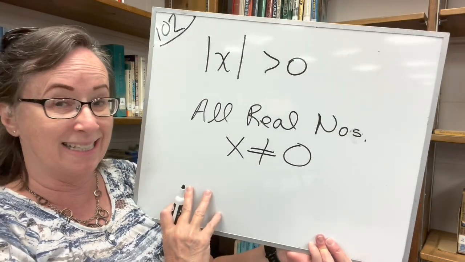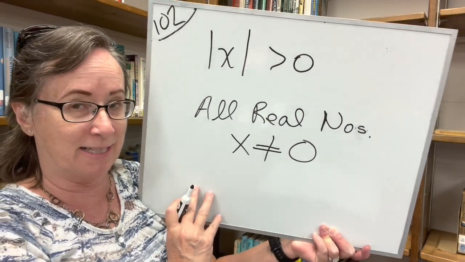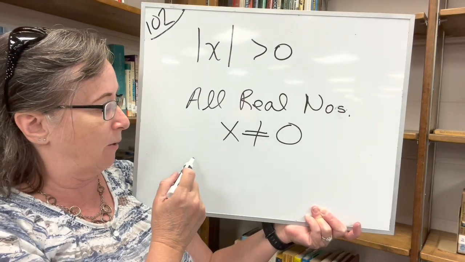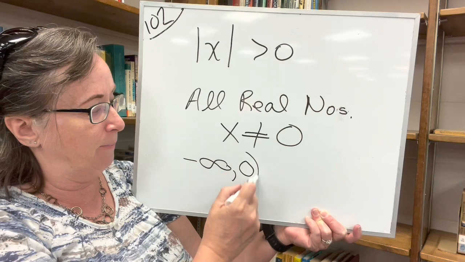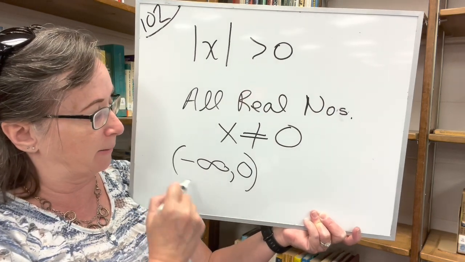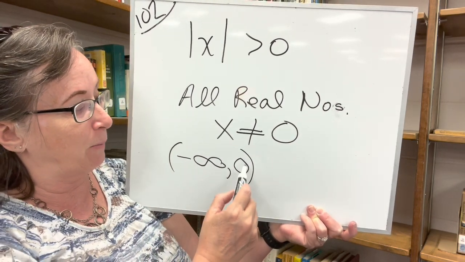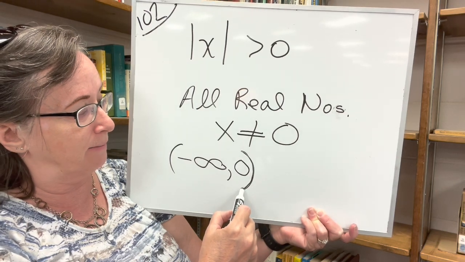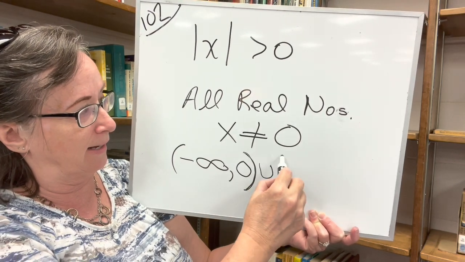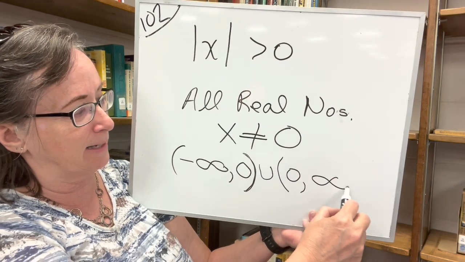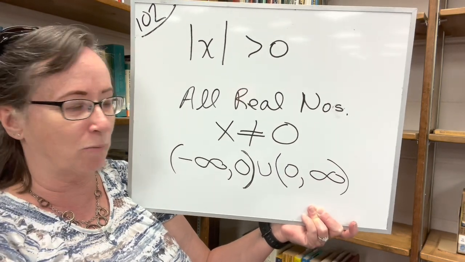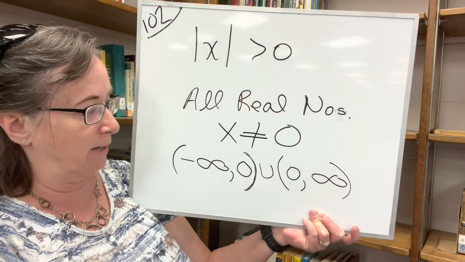If you were going to write it in interval notation, I'm going to teach you a little bit here. We would go negative infinity to 0, and then we would exclude 0, union, to show you some of the ways that you're going to learn how to write this. That's one way to write all real numbers except for 0.